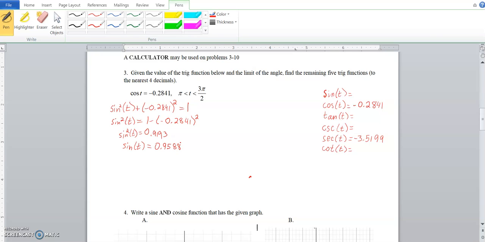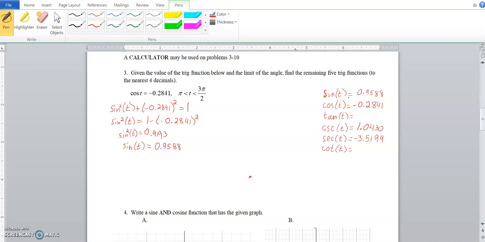So we're going to go ahead and transfer that, 0.9588. And then we can take 1 divided by that answer to get our reciprocal, cosecant, and cosecant is 1.0430. Find that to the nearest 4 decimals, to the nearest 4 numbers after the decimal, I think is what that meant.